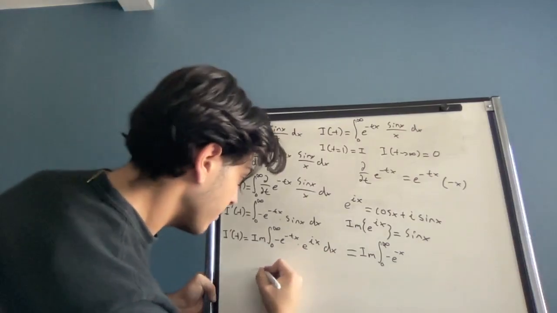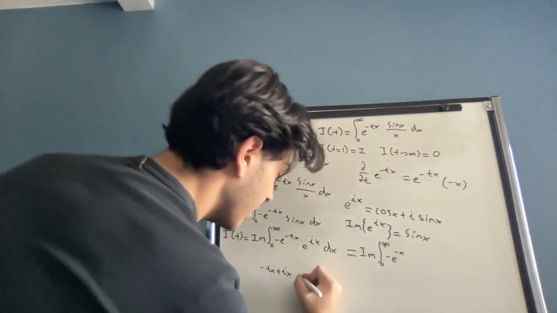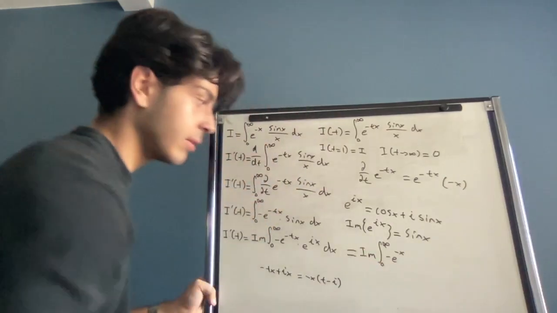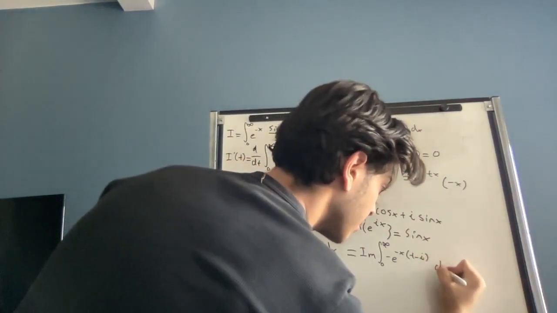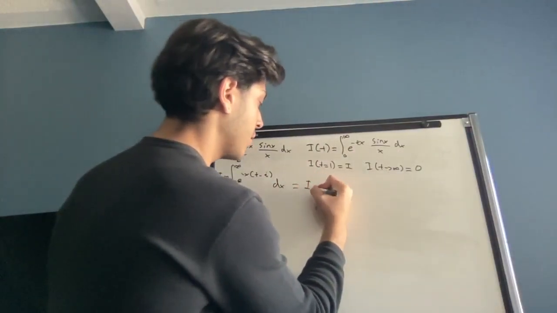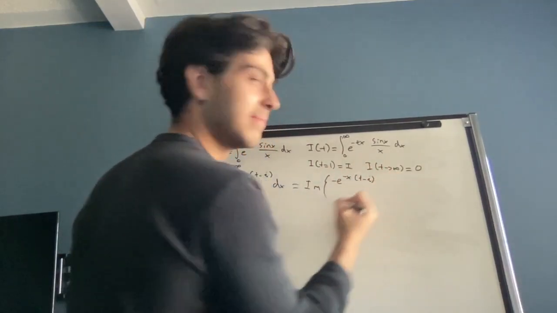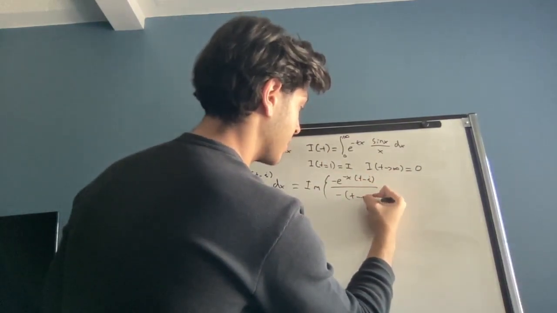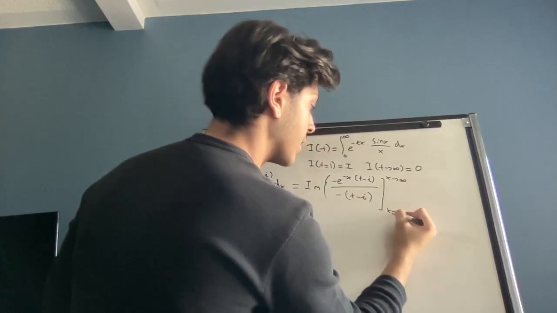You can get e to the negative tx plus ix as your exponents. After that, you can factor out the negative x, and you get t minus i. So we get e to the negative x times t minus i as our new integrand. Now, to solve this integral, we leave the function alone and then divide by the derivative of the exponent, which is negative t minus i. This is then evaluated as x approaches infinity and at x equals 0.